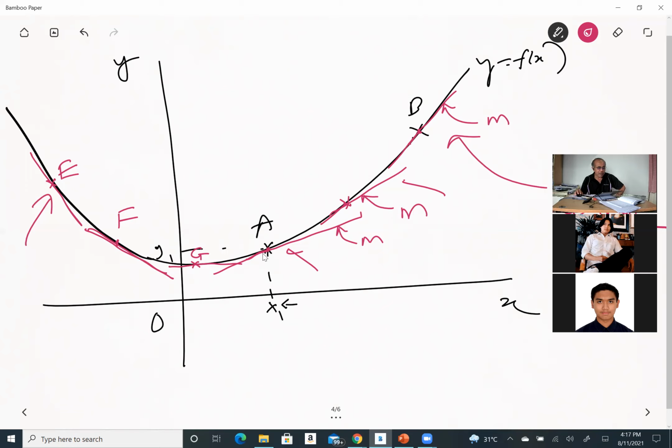All right. You go a step further. What can you say about the nature of the slope at each of the points there? Anybody? Haziq, Muhammad Haziq.